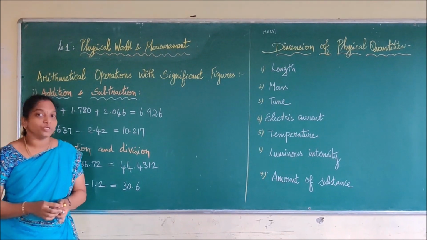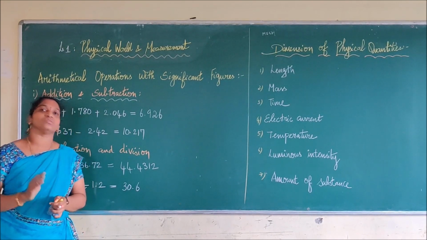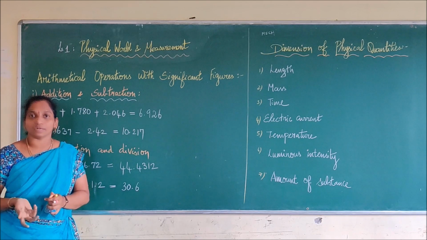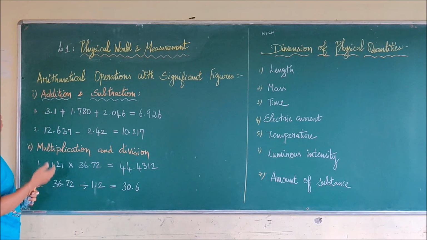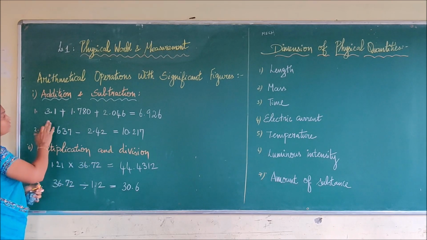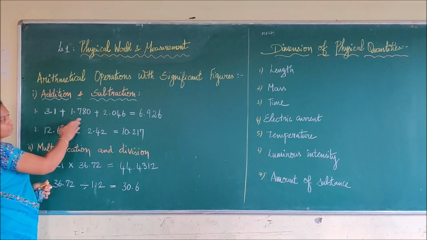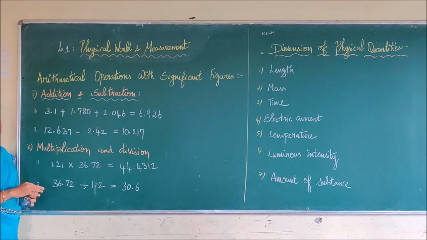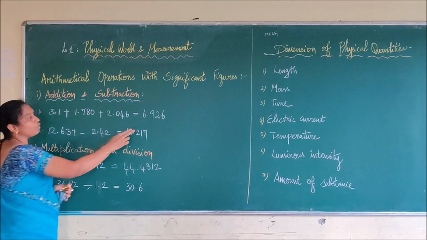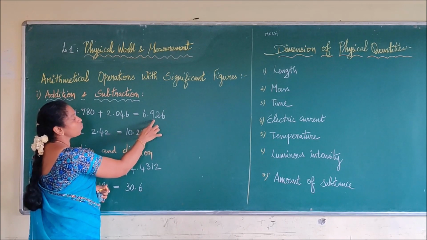So what we are going to do is a simple addition and subtraction that we have been doing in your 6th to 10th or 11th standard, right? The same thing. In addition and subtraction, here I have taken 3 numbers: 3.1, 1.780 and 2.046, etc. These 3 numbers have been added and we found the answer to be what?